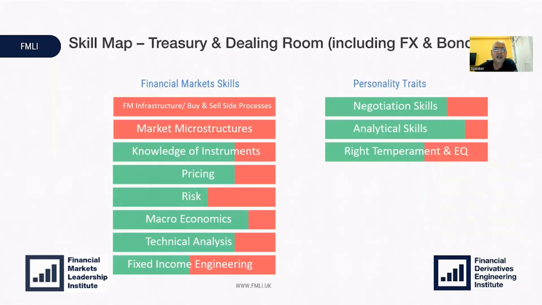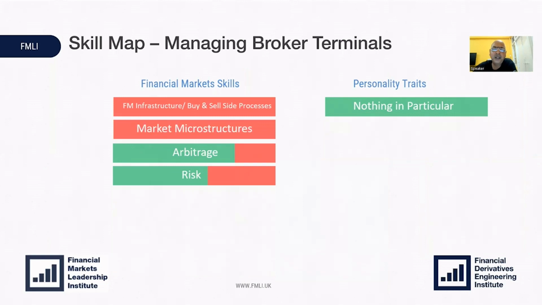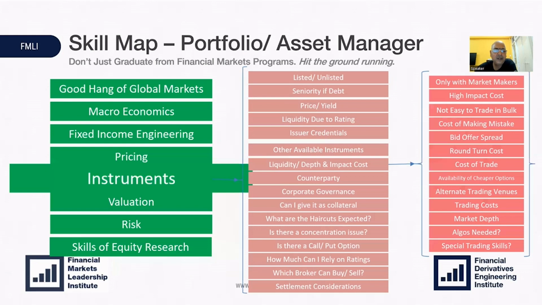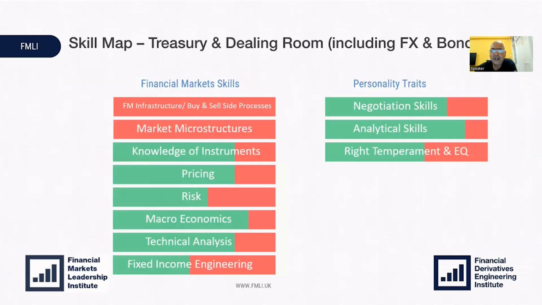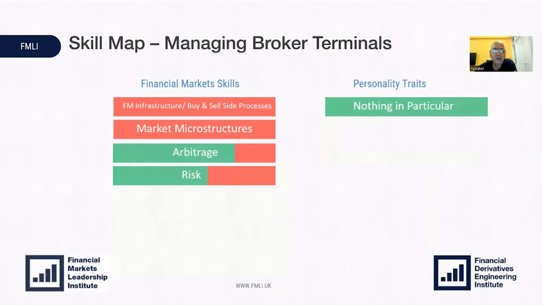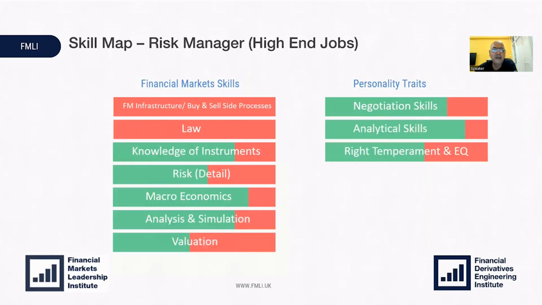Okay, so this is for treasury and dealing room. So if you want to sit in the dealing room, if you want to manage broker terminals, then the skills are much fewer actually, because while managing broker terminals you don't have to do anything. It is the client that tells you what to trade on. So if you see here, one skill which is financial market infrastructure, capital markets essentially, okay, comes everywhere. So if you want to manage broker terminals, it comes there. In personality traits, you don't need anything in particular.